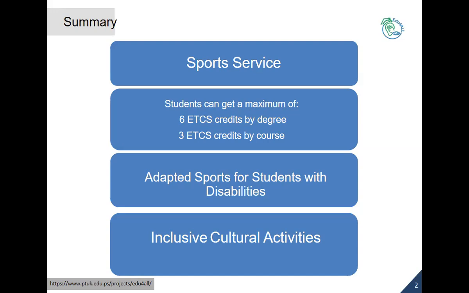So there is quite a wide option. There are a lot of options for doing sports. And of course, the university promotes this program for students with disabilities also. So they can get these credits as well for their studies in the university.